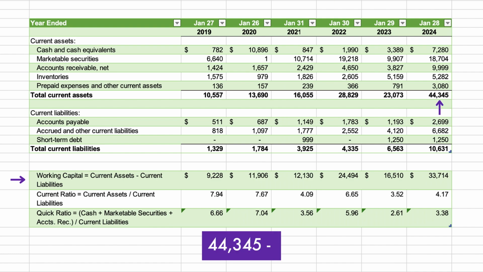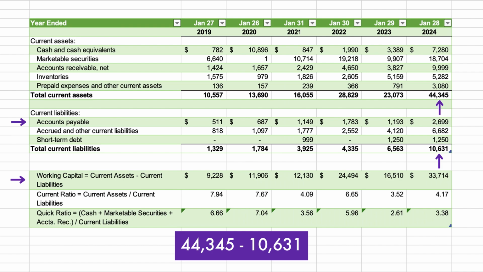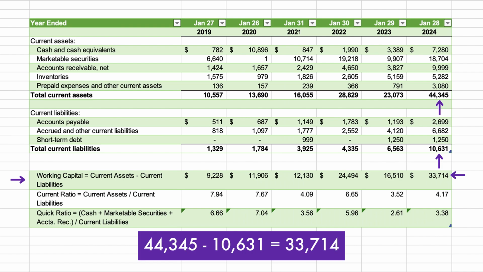Now you subtract that by the total current liabilities, which comprises accounts payable, bills, accrued and other current liabilities, which they just call the remainder, and then short-term debt. Those are like mortgages or notes that you can pay off in less than a year. Their total is $10,631. So if we use the formula again, current assets minus current liabilities, 44,000 minus 10,000, you get 33,714. That's how much cash they're working with if they sold off all of their current assets and used all that money to pay off their current liabilities.